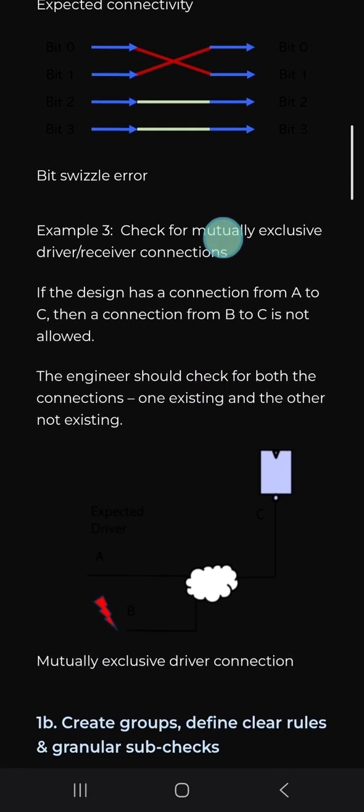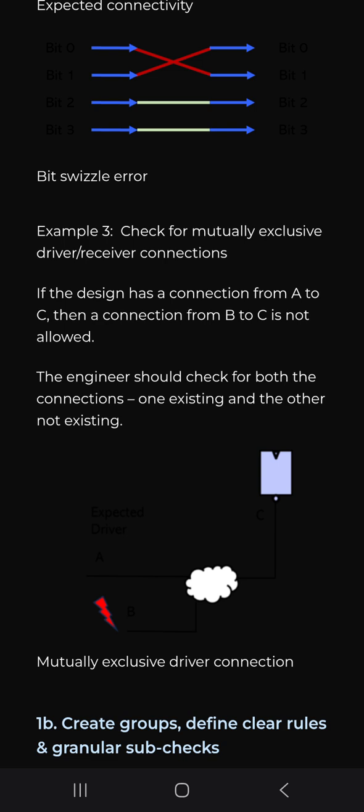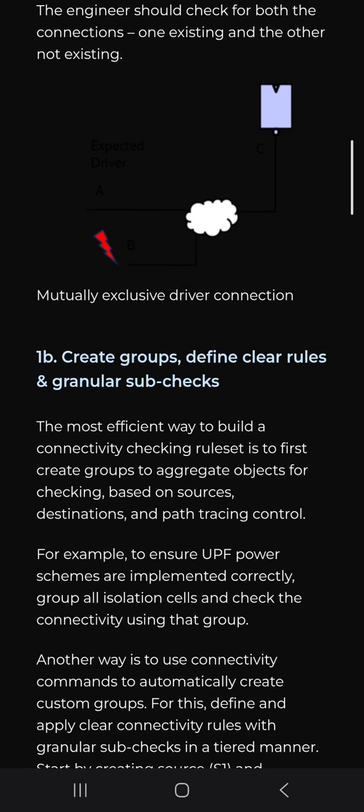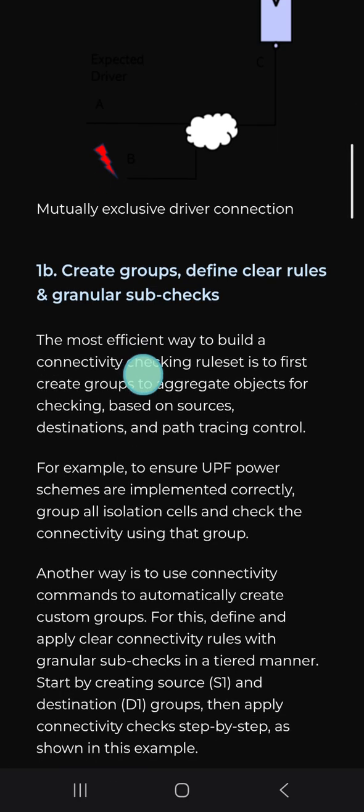Example 3. Check for mutually exclusive driver and receiver connections. If the design has a connection from A to C and a connection from B to C is not allowed, the engineer should check both connections, one existing and the other not existing. Mutually exclusive driver connection.